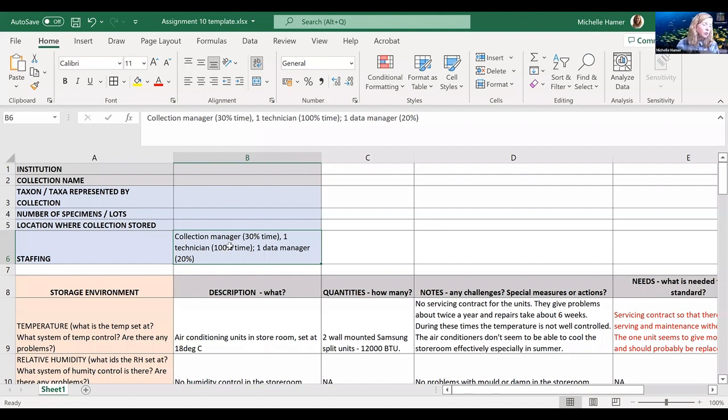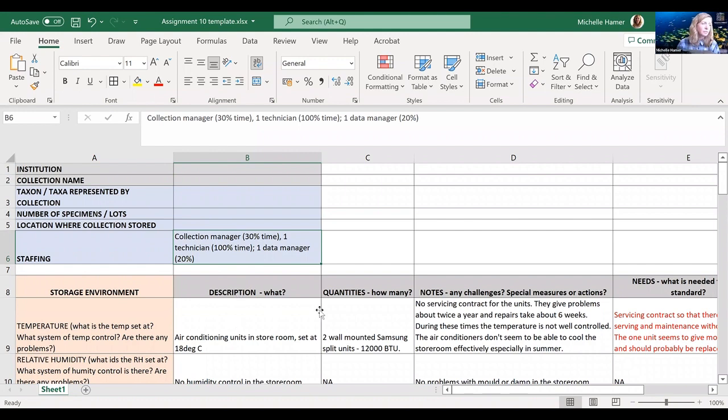I just made this up, and you can put how much, what percentage of their time they have for this particular collection. So if you manage a dry collection and a wet collection, and the dry collection is the bulk of the collection, you might only have 20% of your time to look after the wet collection. Or in some institutions, you have a collection manager who's responsible for 10 different collections. So they might only have 20% of their time, or 10%. So try and put what percentage of their time, if it's not somebody who that's all they look after, is that one collection.